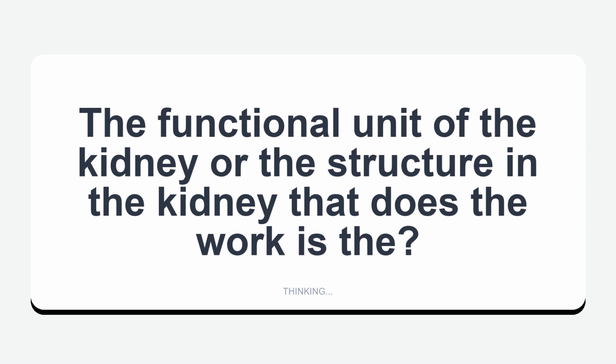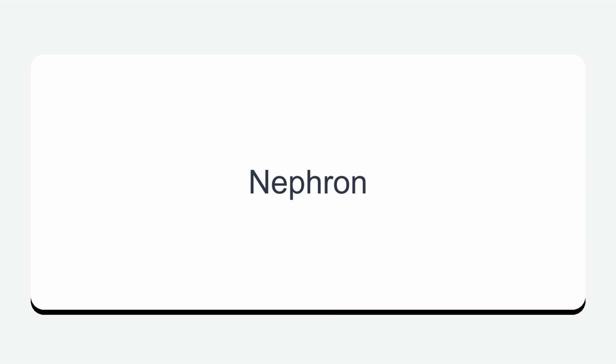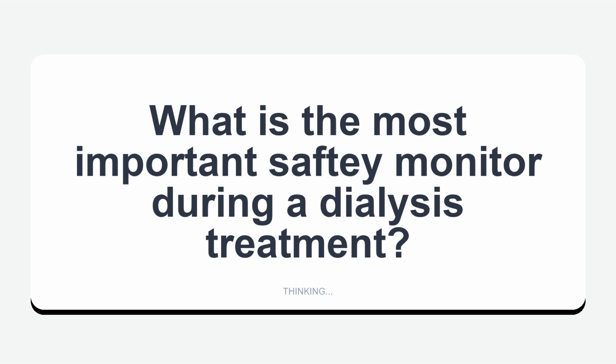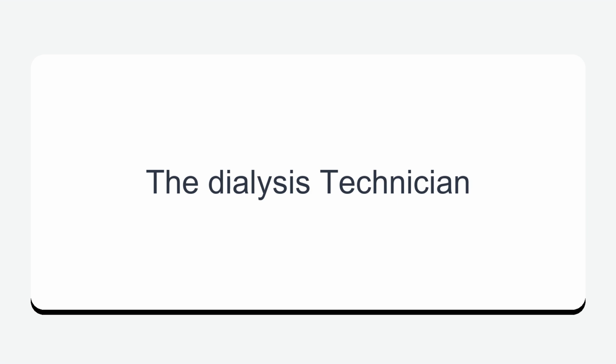The functional unit of the kidney, or the structure in the kidney that does the work, is the nephron. The instrument used for measuring blood pressure is called the sphygmomanometer. What is the most important safety feature to monitor during a dialysis treatment? The dialysis technician.